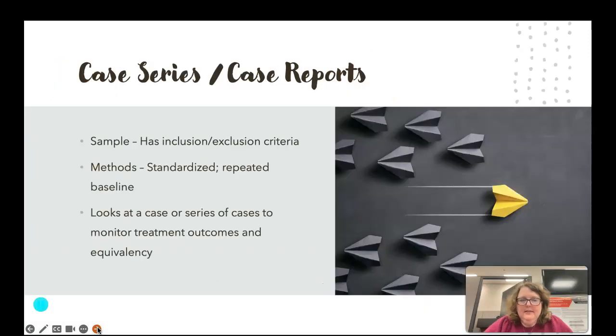We also have case series and case reports. The sample in a case series and a case report has inclusion and exclusion criteria that are specific to that case. The methods are standardized with a repeated baseline, and this looks at a case or series of cases to monitor treatment outcomes and equivalency over time.